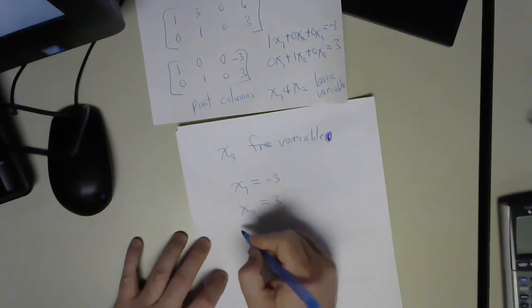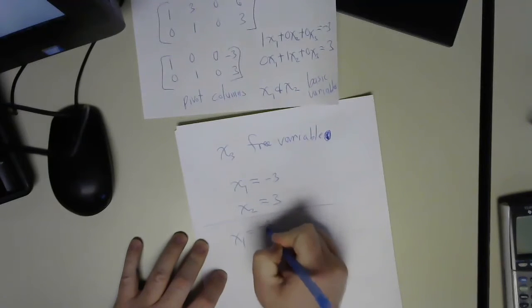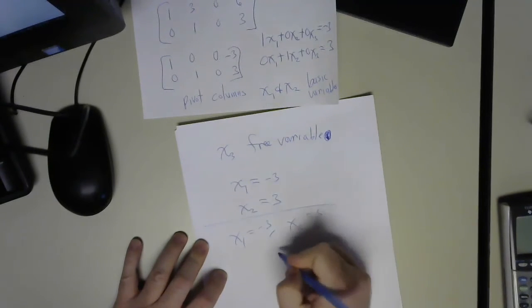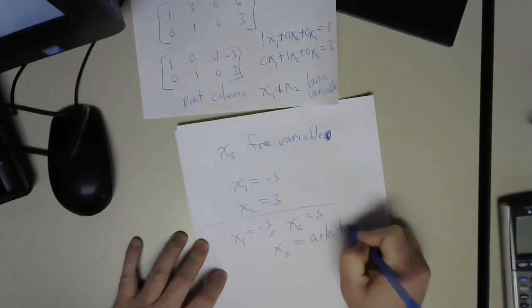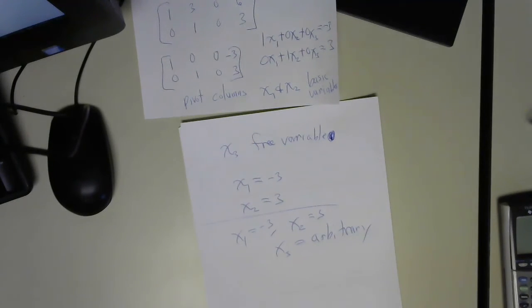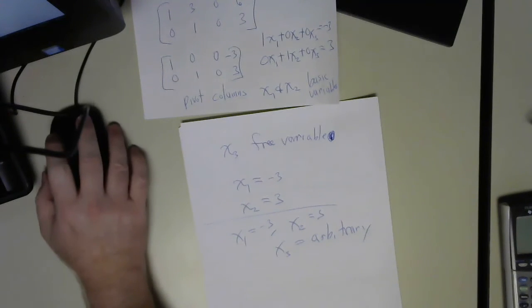So how would you write the solution set? Well, you could say x1 has got to be negative 3, x2 has got to be 3, and x3 can be anything. It is arbitrary. So anytime a variable is free, it can take on any value. So that's the solution set.